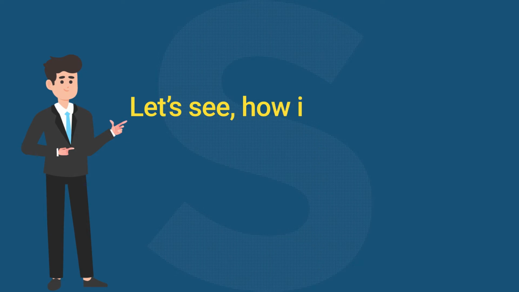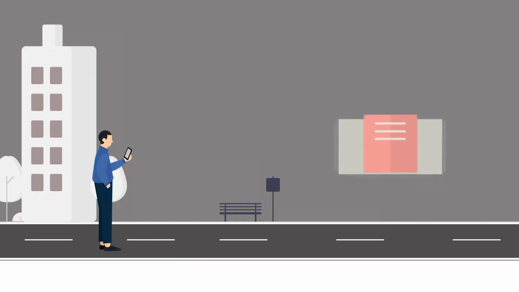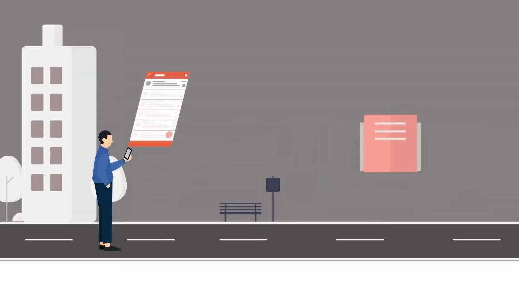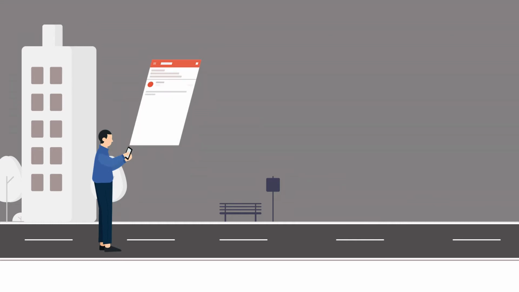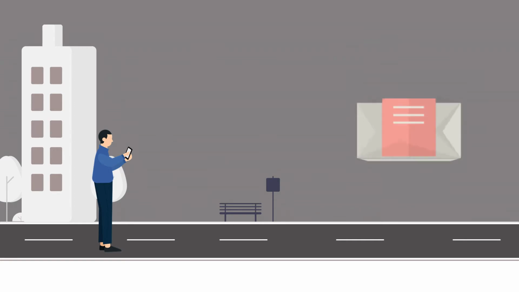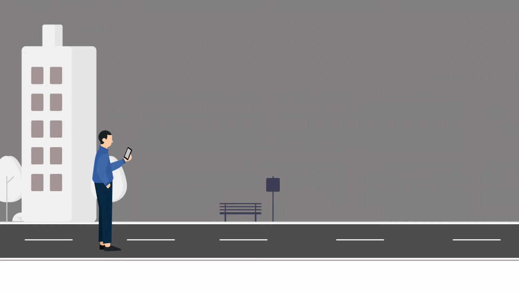Let's see how it works. If merchant has selected 3, then the customer will receive 3 review requests on different dates for each line item. Here the customer is replying to the second email. Then the cycle will be stopped as the customer responds to the review request. Hence we can say, it's not necessary that customers will receive 3 emails for review requests every time.